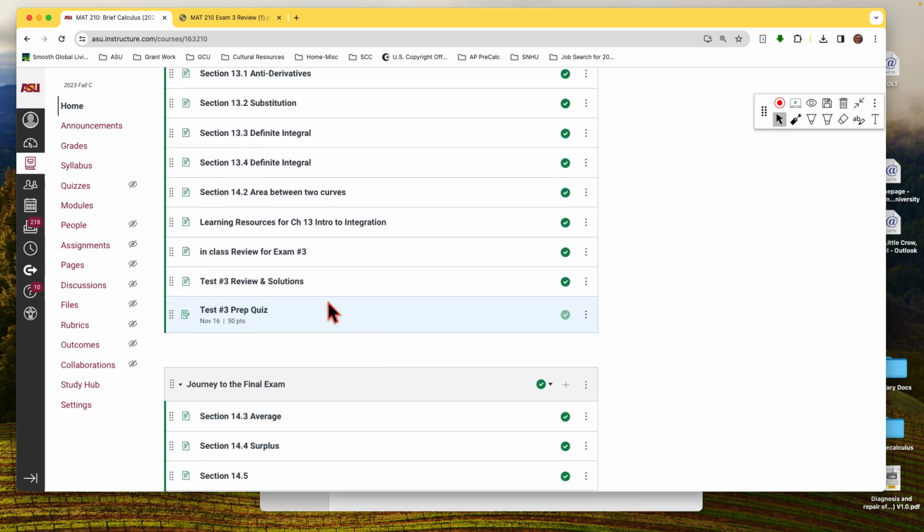But I think that's good. This is where you would upload a snapshot of your work through the review for the quiz points. And again, the more you work through, the better.